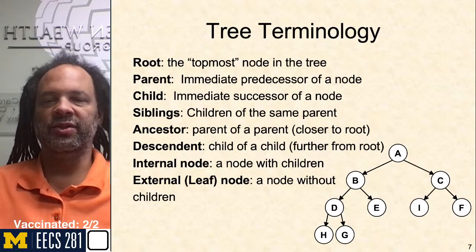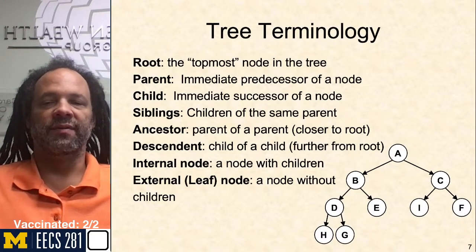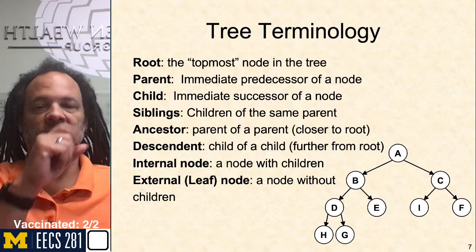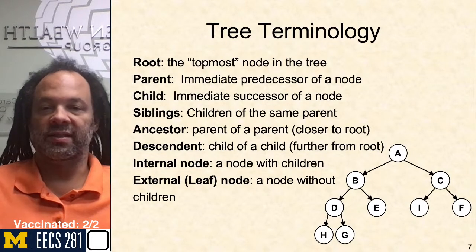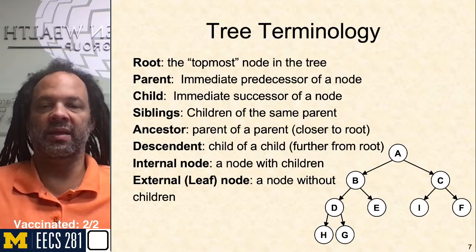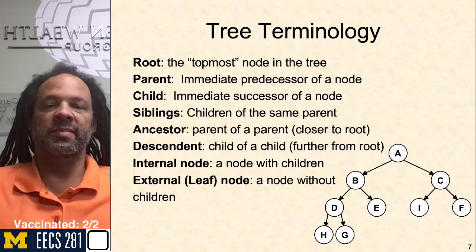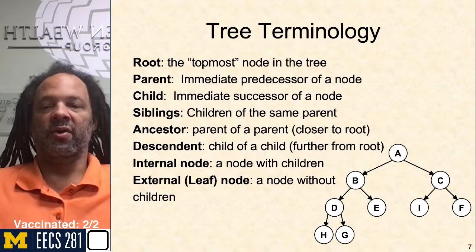Here's some more terminology, things that we've seen a bunch before that shouldn't be too much of a surprise. We've got the root, which is of course the topmost node of the tree. We've talked about the parent-child relationship, where we've got predecessors and successors. So the parent is the immediate predecessor of a node, the one that is directly above it. The child is the immediate successor of a node, the one that is directly below it. There are other relationships here.